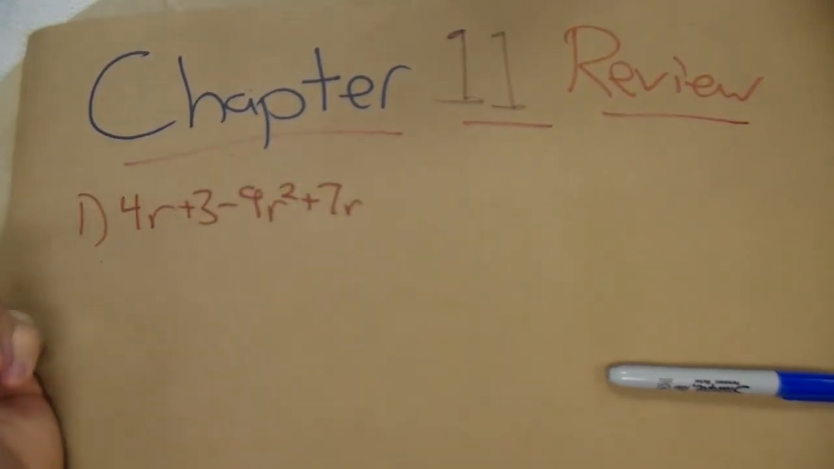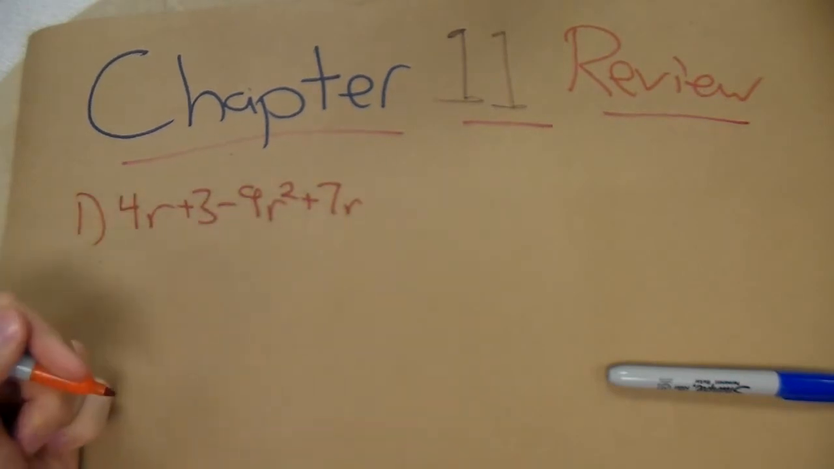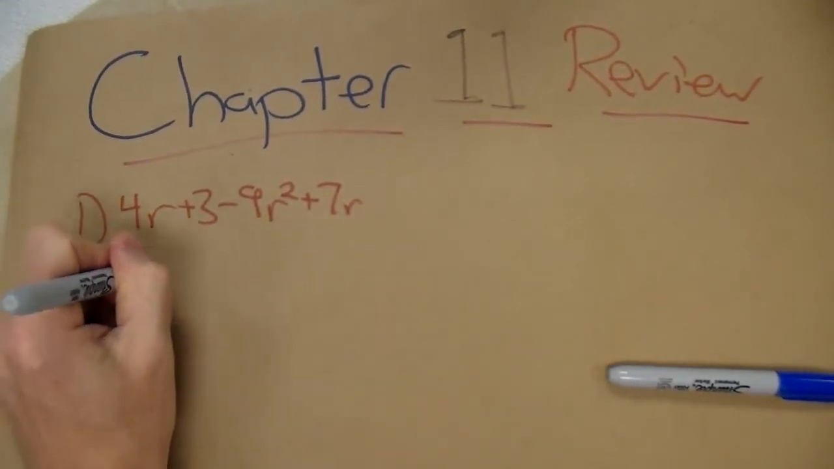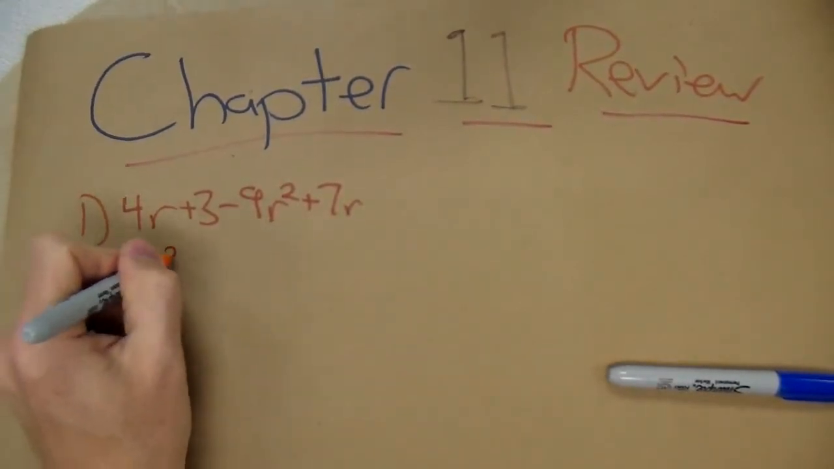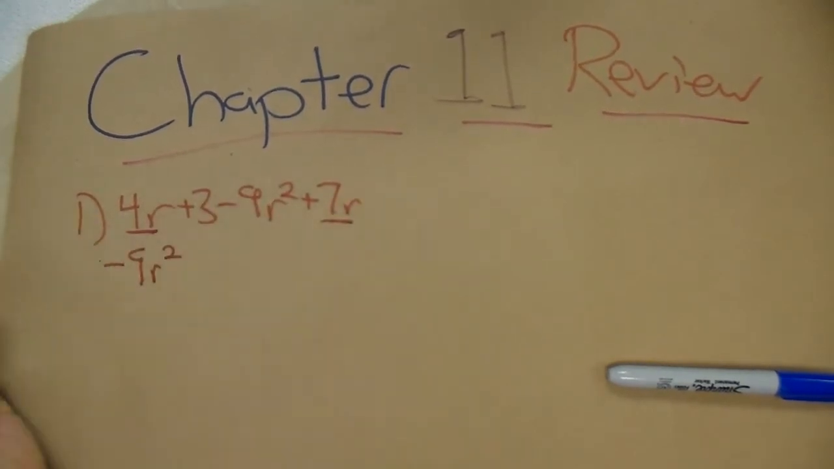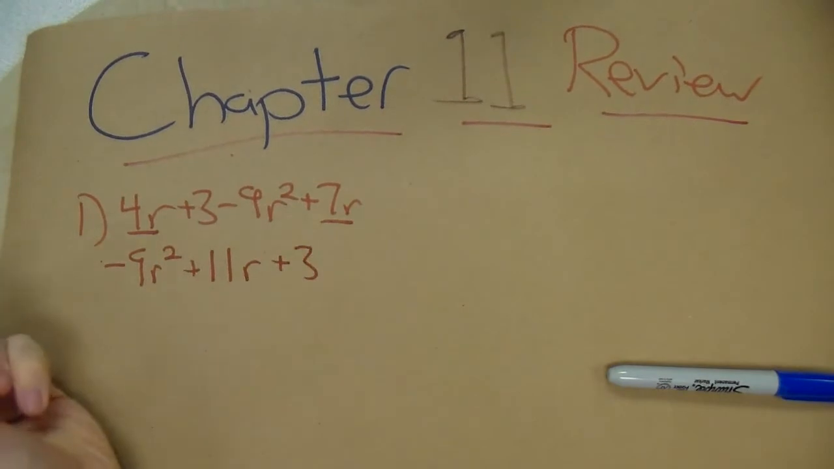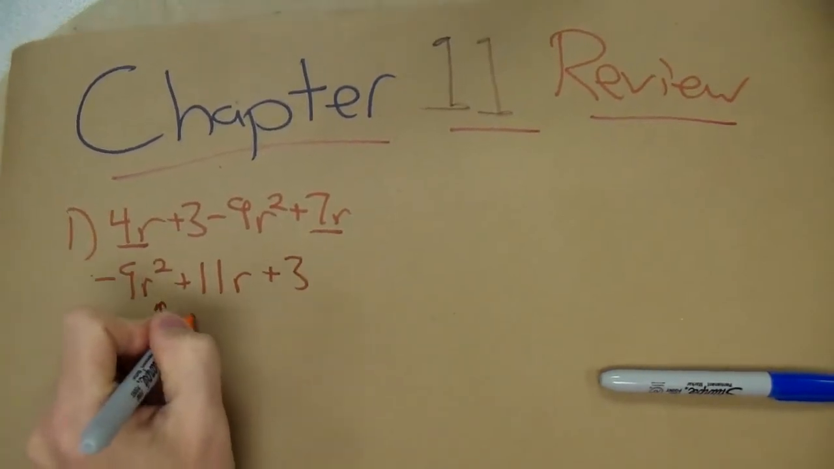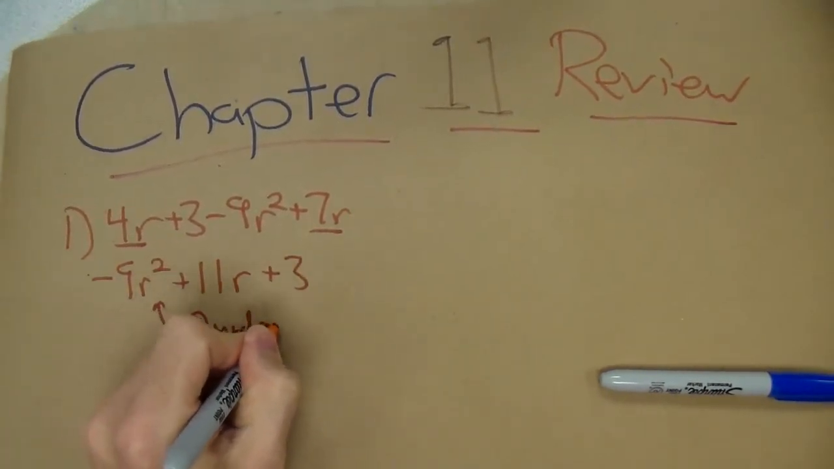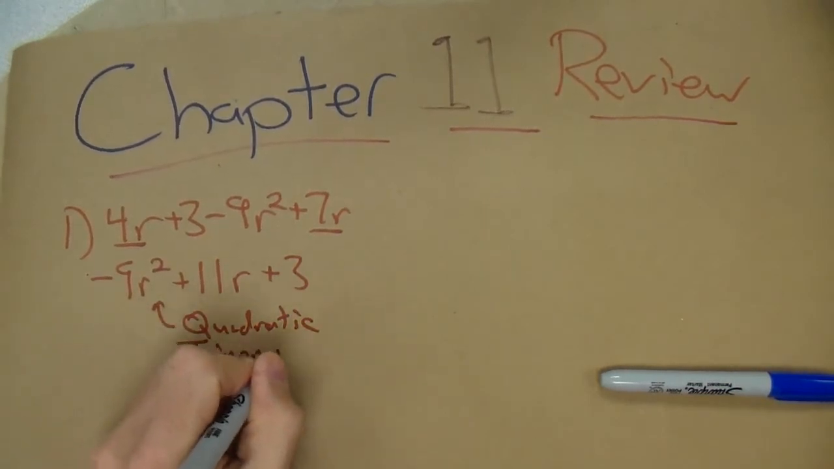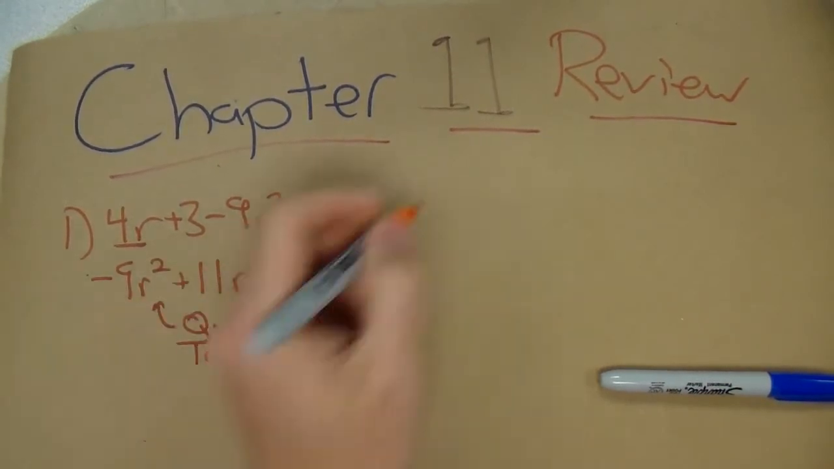and it's telling us we need to write it in standard form and then identify it based on its degree and number of terms. So the first thing we have to notice is the standard form. Standard form always has the largest degree first, so we would have negative 9r squared. We have 4 and 7 are like terms, that makes 11r plus 3. This is to the squared, so we could call it a quadratic.